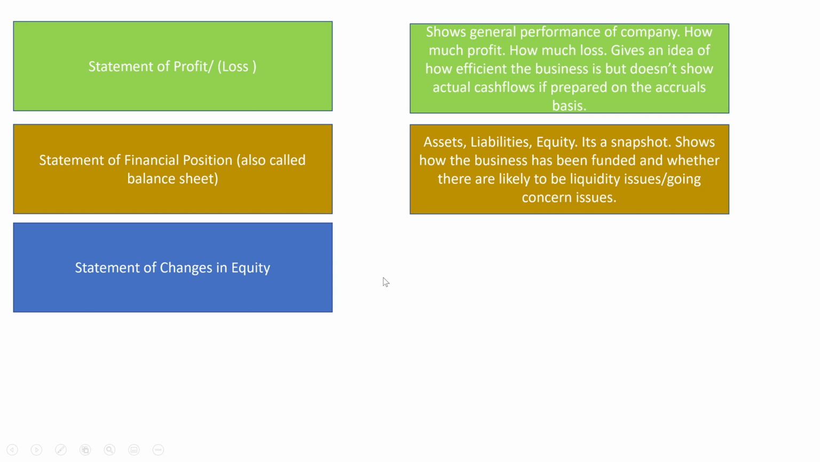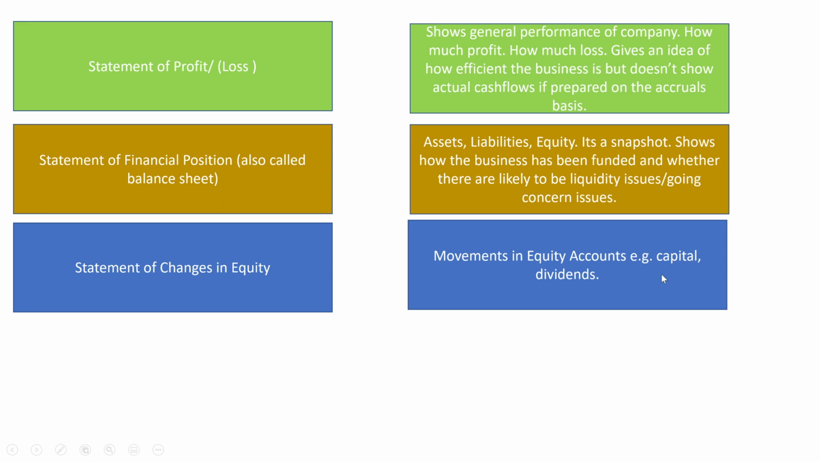We then have the statement of changes in equity. Now the name is obvious, it's just showing you the movements in equity. So it will show you the capital injections into the entity, and any dividends paid out. What you also see is the profit and loss figure that came from the statement of profit and loss. Okay, so it's reconciling the opening equity balance for the period to the closing equity balance for the period.